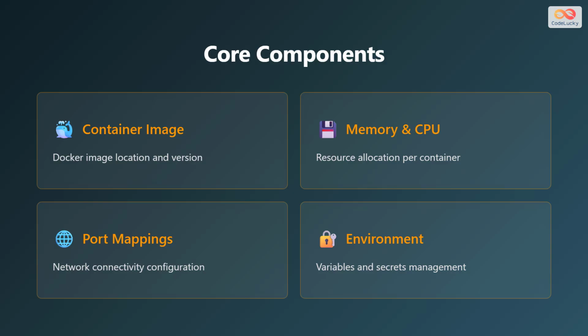Task definitions consist of 4 core components. First is the container image, which specifies the Docker image location and version. Second is memory and CPU allocation, determining how much resources each container gets. Third is port mappings, which configure network connectivity for your containers. Finally, environment variables and secrets management allow you to pass configuration and credentials securely to your containers.